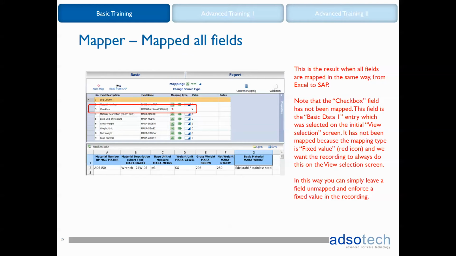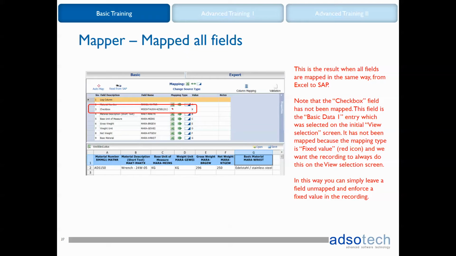Okay, the dragging and dropping, of course, we need to do it for the other fields as well. Actually, we need to do it for all the fields that we want to be able to change the values for. So in this case, we have now done it for material description, base unit of measure, weight unit, gross weight, and net weight, and also the basic material. These are actually all the actual changeable fields that we recorded. So we want all of them to be available for us in our Excel template. So we can actually change the values to whatever we want.